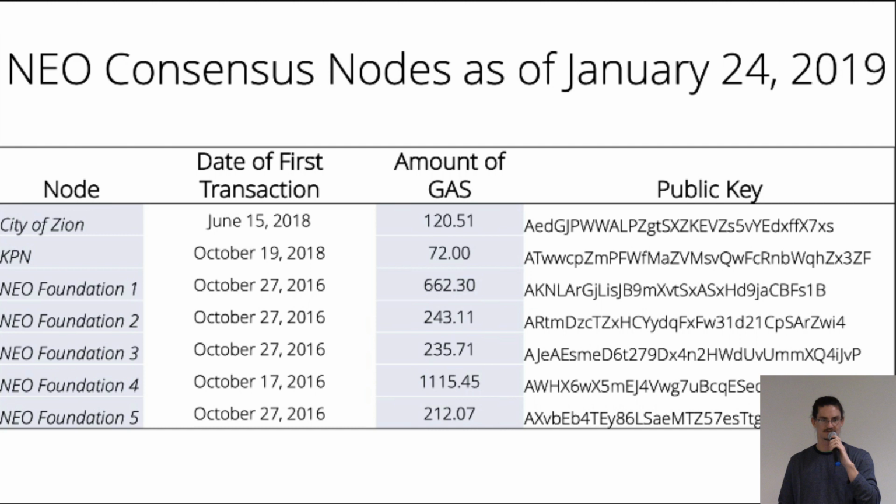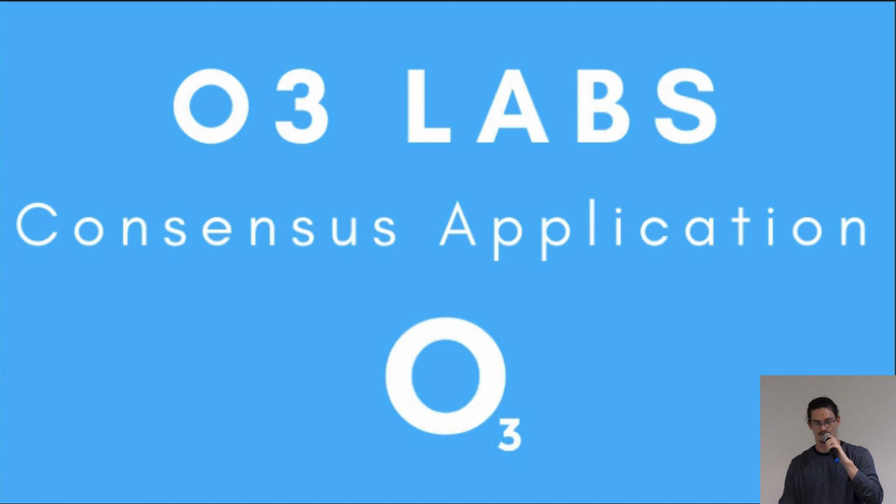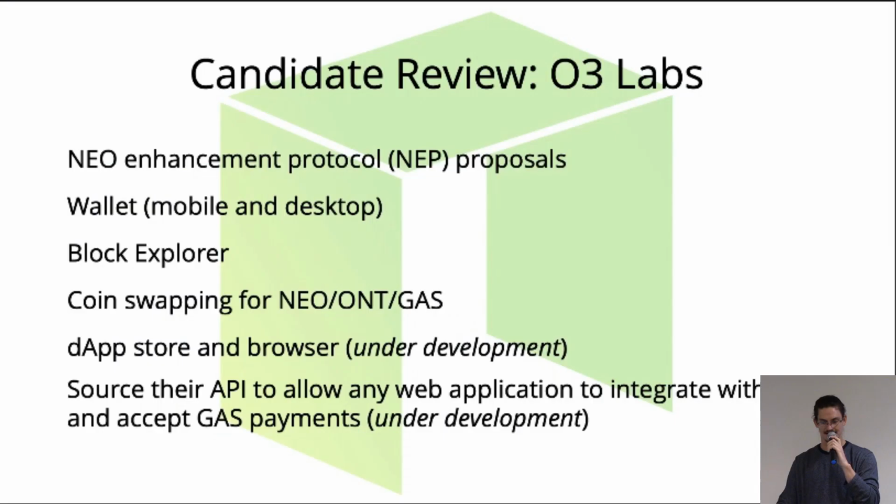So at this point in time, it's really individuals or entities that have a strong vested interest in their projects and how they interact with the NEO blockchain who are interested in becoming consensus node hosts today. And one of those projects is O3 Labs. They're a developer group that has been around since 2017. Some of the work that they do is they work on actual protocol proposals. The NEP standard is similar to Ethereum's ERC. Like Ethereum ERC-20 is a token, NEP-5 is a NEO token. So they work on these core proposals.